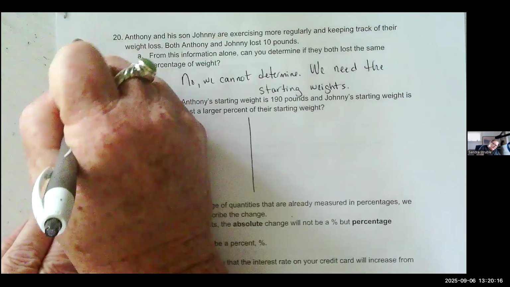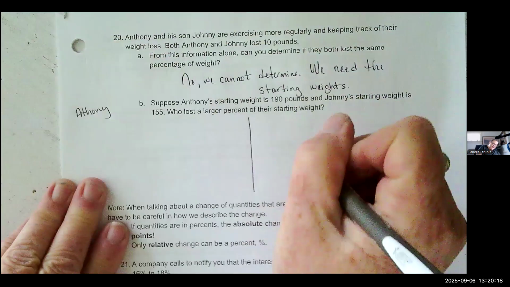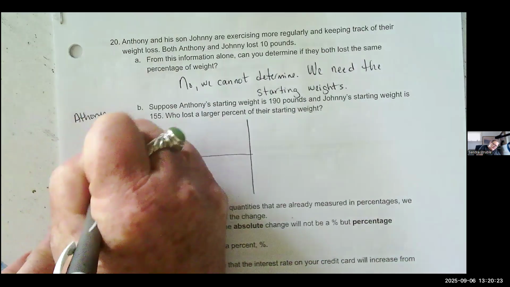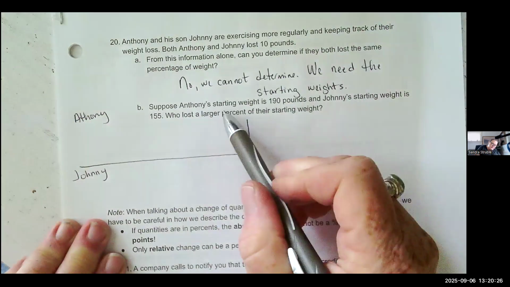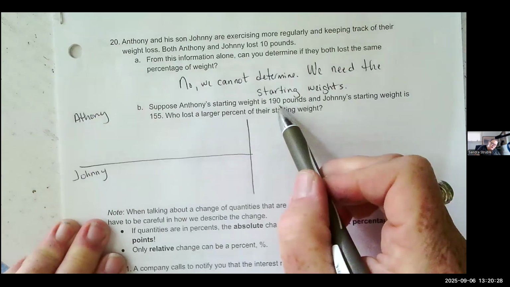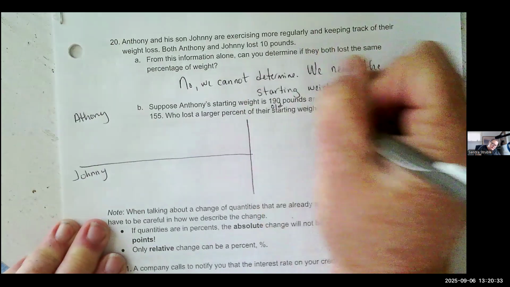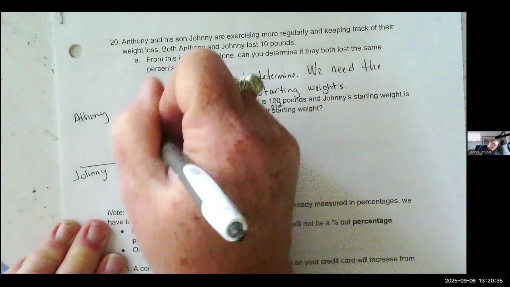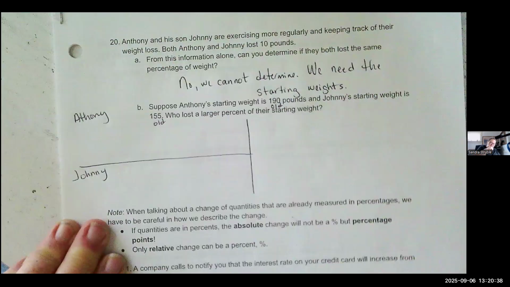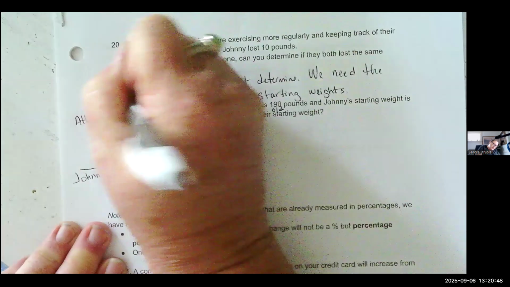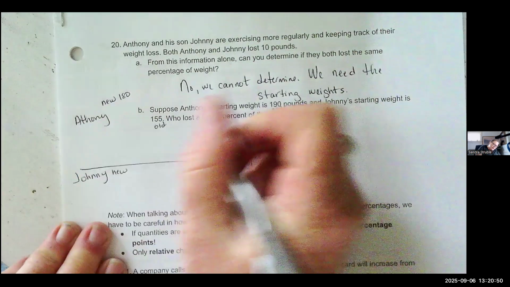We'll have Anthony. Actually, I'm going to need a place for writing my sentences, so I'm just going to do this. Johnny. And the starting weight's 190 for Anthony, so that's his old weight. Johnny's starting weight was 155. That's his old weight. And their new weight is 10 pounds less. So Anthony's new is 180, and Johnny's new is 145.